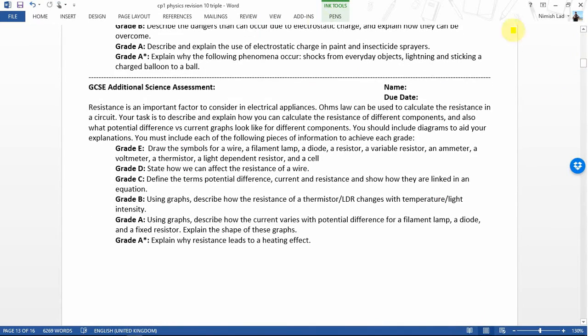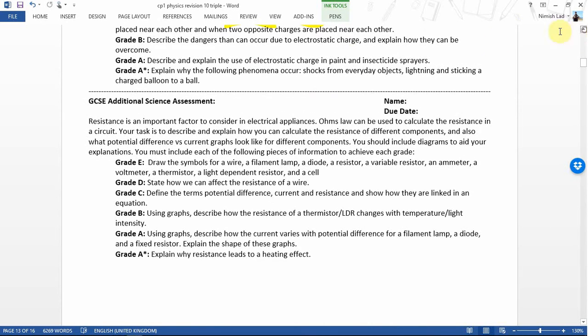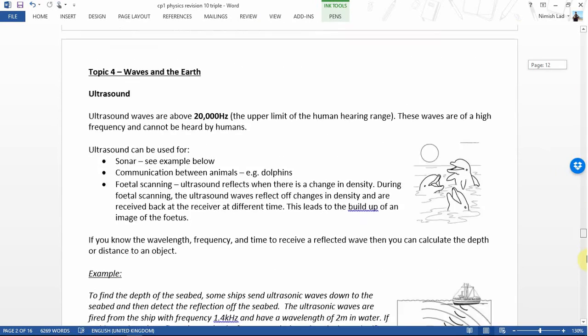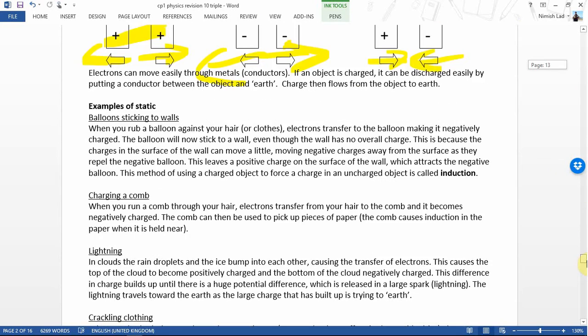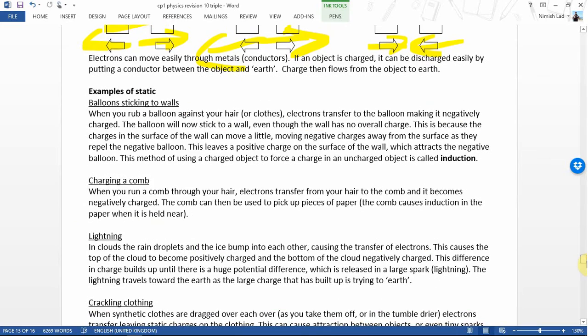So, describe the dangers that could occur with electrostatic charge and explain how they can be overcome. The main way of overcoming the dangers is by using earthing. That's what this bit was about over here. Electrons can move easily through conductors, and if an object is charged, it can be discharged easily by putting a conductor between the object and earth. That's how we get around the dangers. But what are the dangers themselves?